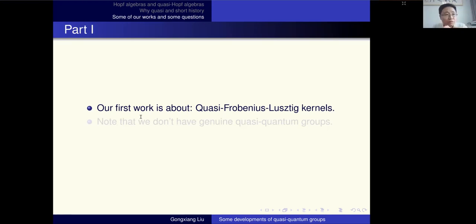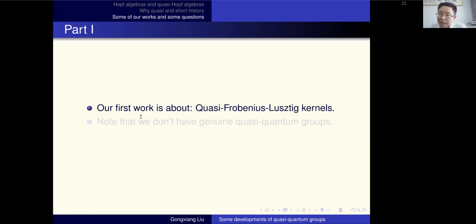But as I told you, we have no such quasi-analog for the quantum group, because Drinfeld himself proved that the quasi-quantum group he constructs is equivalent to the usual quantum group. I think more or less this is the reason why we spent so much time finding the quasi-Frobenius kernel.